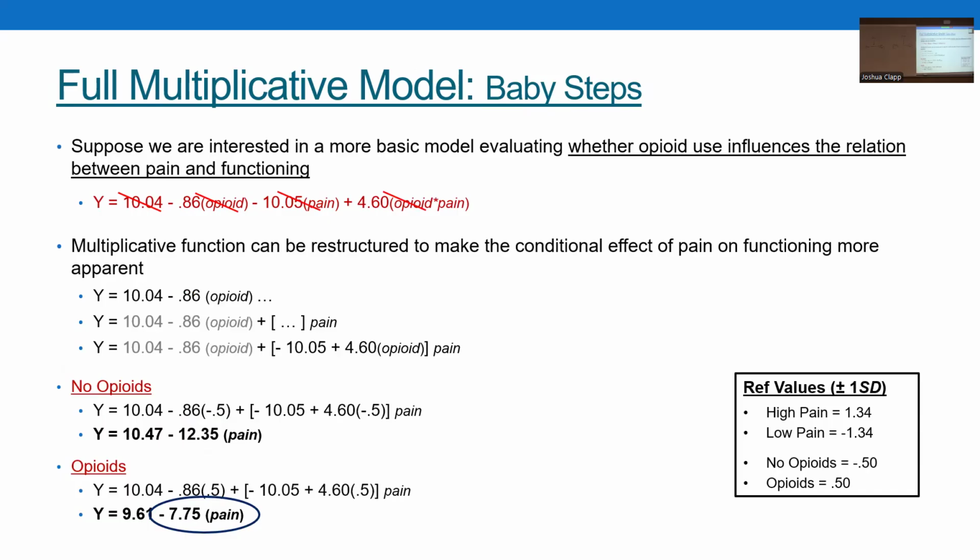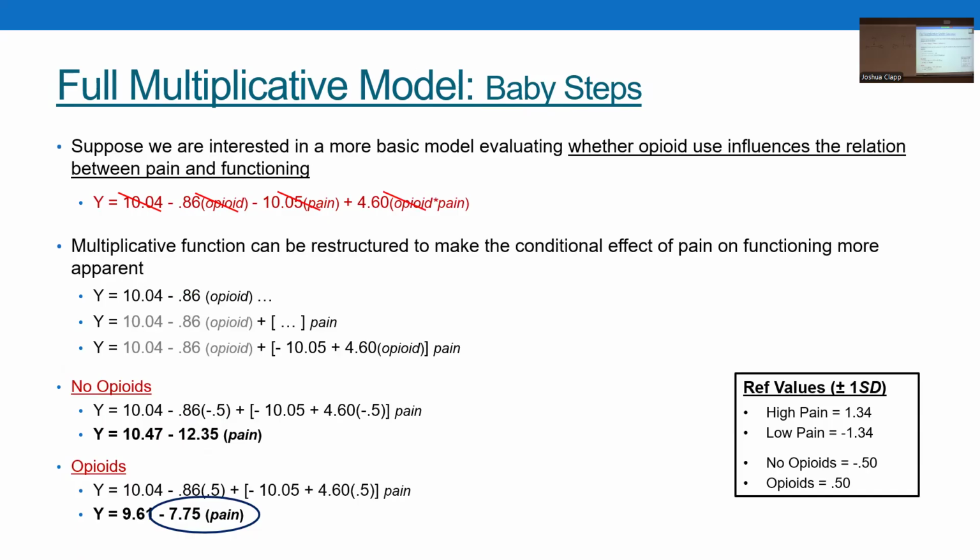So with this multiplicative model, we couldn't do that with the additive model. We could plop in people who are using opiates or not using opiates, and the effect of pain on my outcome didn't change. But as soon as I include this interaction term in there, now all of a sudden it does matter. If you're asking what is the effect of pain on functioning, I say, I don't know, you have to tell me whether or not people are using opiates, because it's going to change it. And now what we're seeing here is that for people who are using opiates, we would expect only a 7.75 unit decrease in functioning per unit increase in pain.